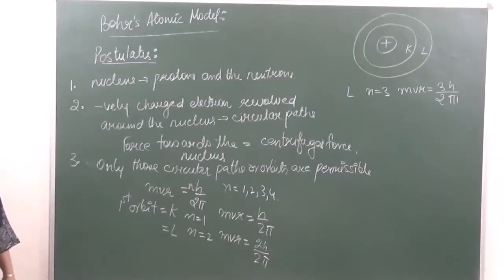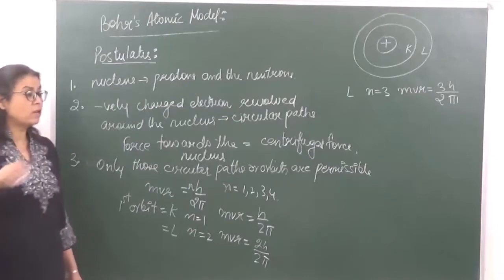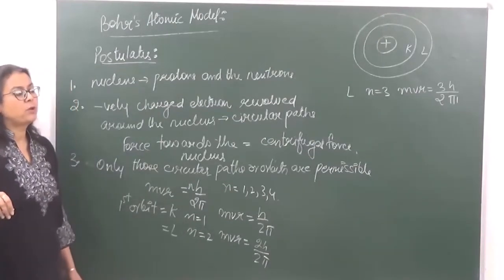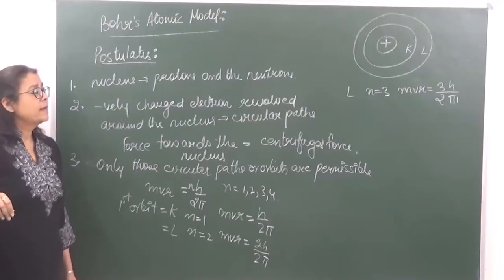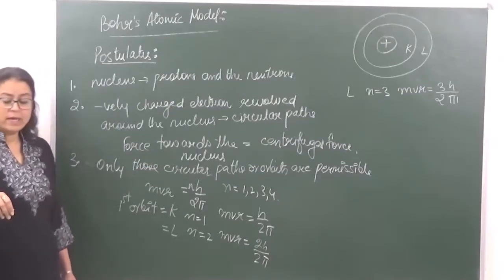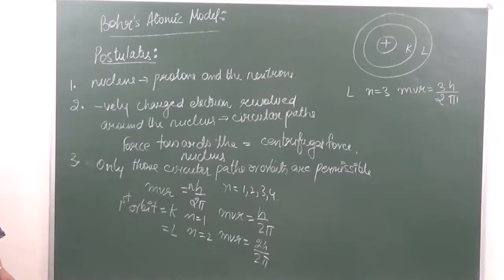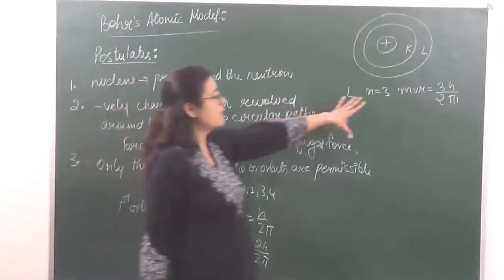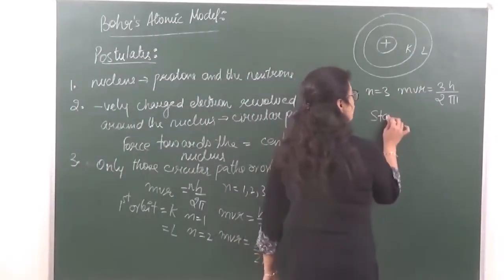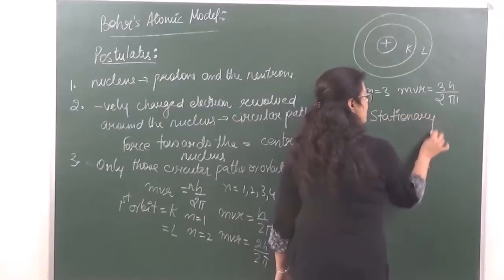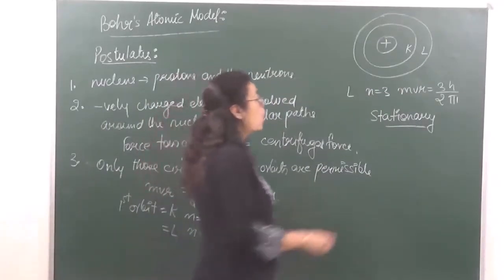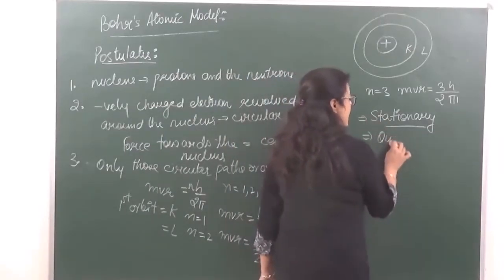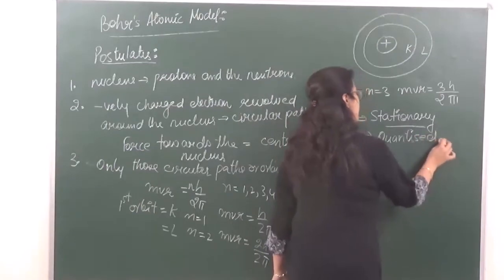Okay, so this is how he said that only those orbits are going to be permissible which have a value of angular momentum as an integral multiple of h upon 2 pi. Okay? It cannot be 1.5 h upon 2 pi or 2.5 h upon 2 pi. It has to be an integral multiple. Okay? So this was the third one. Then the fourth one was, now as we can see over here that the values are integral multiples, therefore the orbits were also known as stationary orbits. All the permitted orbits were known as stationary orbits, or we say that the angular momentum is quantized.